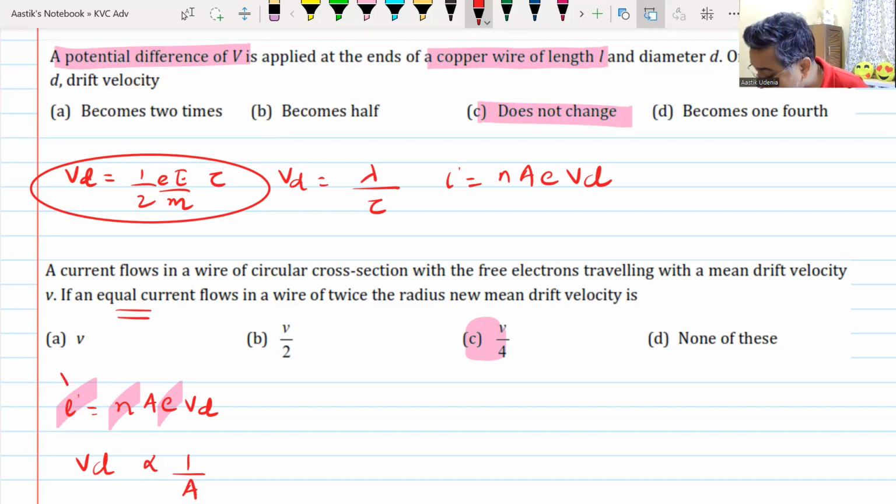Equal current flows. Current is equal. Then the drift velocity is inversely proportional to area. Do we understand this? Yes, sir. Good that you have brought this thing up. We have to take each and everything in totality: how the question is framed, in what way it is framed.